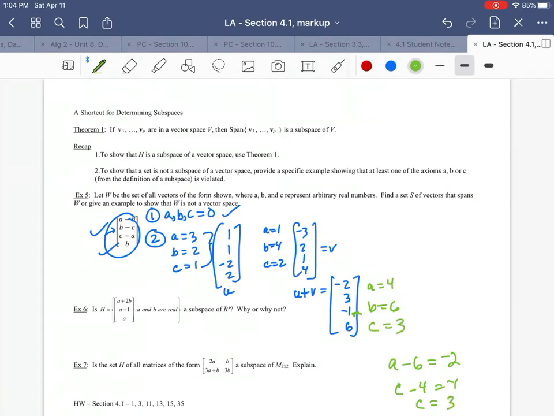Okay, all right, so that would be fine, right? A is 4, B is 6, C is 3. So it turns out that I can make this work. So let's check and make sure.